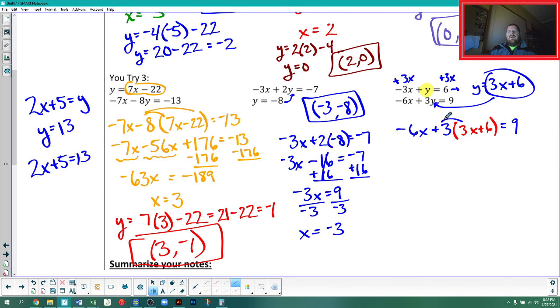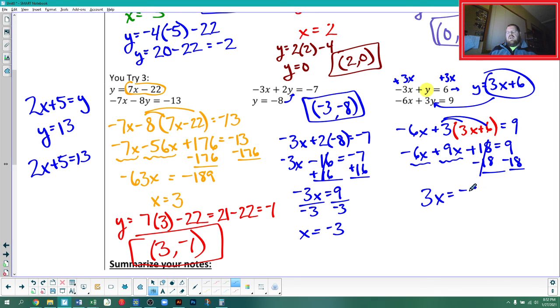So plugging that in, now I need to distribute. Negative 6x plus 3 times 3x is 9x. 3 times 6 is 18. I'll combine my like terms here, and I'm going to subtract 18. Over here, the 18s cancel. These two combine to give me a 3x, and 9 minus 18 is negative 9. Divide by 3. We get that x is equal to negative 3. Hey, kind of like the last one.